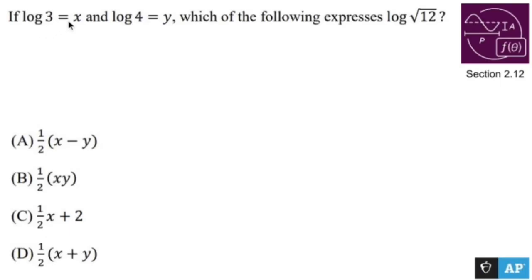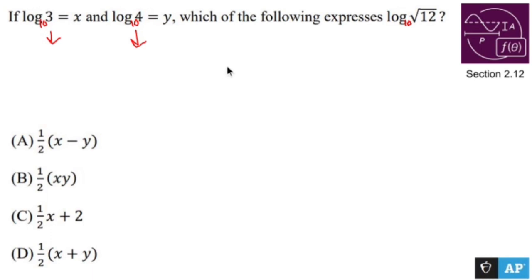If log of 3 equals x and log of 4 equals y, which of the following expresses log base square root of 12? All right, well, I don't know what log of 3 is x means. I don't know what log of 4 is y means, but what I can do is rewrite this into its other form. So I can write this out. Remember, if you have no base at all, it's invisible base 10.